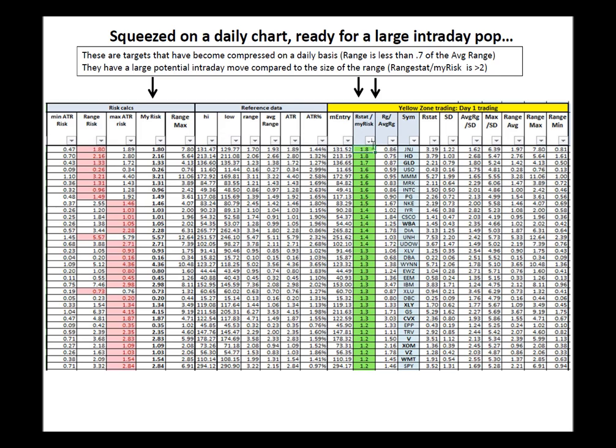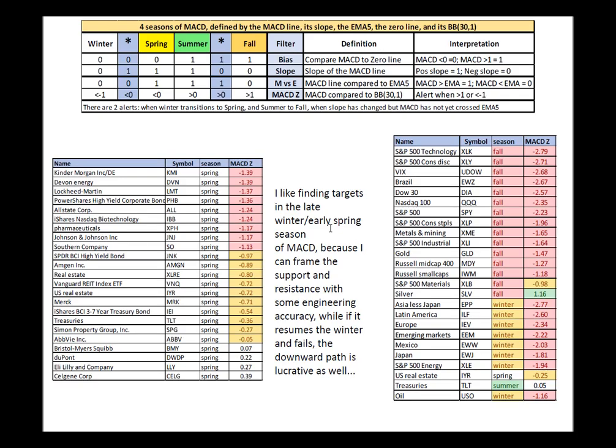So that's why I've included this listing here. Lots of springs to look at. And everything is either falling or in the winter or deep into the spring. Only one in the summer, that's treasuries. Not surprising.